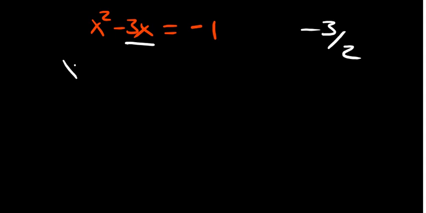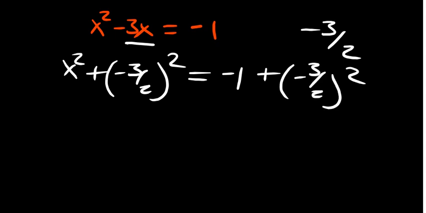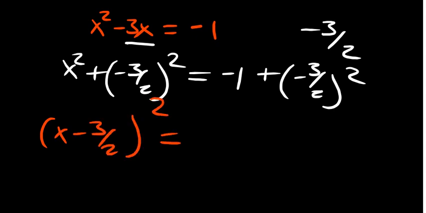So we have x² plus our half, negative 3/2 squared. We add it to the other side as well, negative 3/2 squared. So at this point you have (x − 3/2)² squared outside, then negative 1 plus 9/2, because negative 3/2 by negative 3/2, we multiply it by itself, the negative will go away. Okay, let's try to move on.